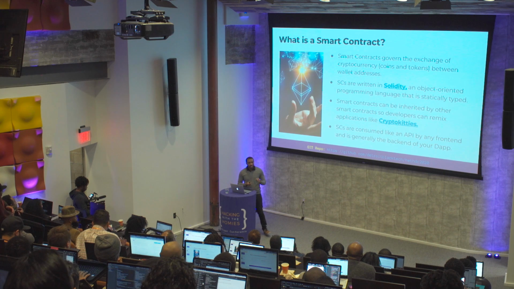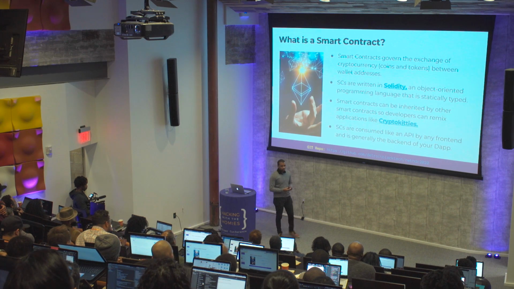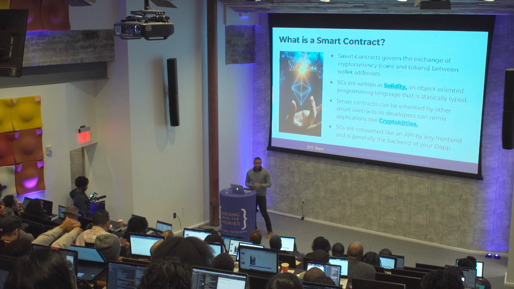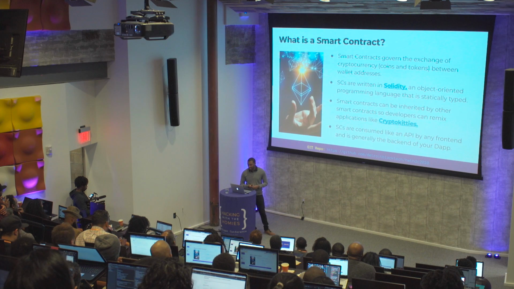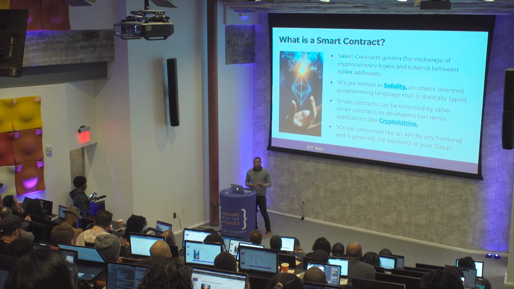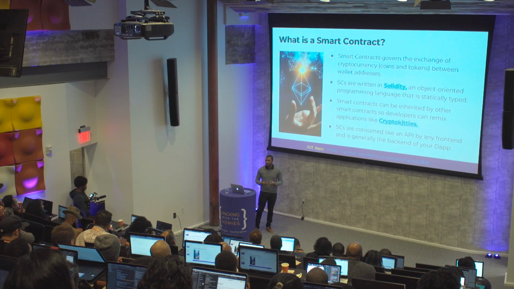Smart contracts themselves are written in a programming language called Solidity. It's an object-oriented programming language that is statically typed, so it's much harder to write buggy code. That's pretty good. And of course, smart contracts can be inherited by other smart contracts, so they are composable, which is pretty cool. This allows a developer to remix certain applications because all the information is public.